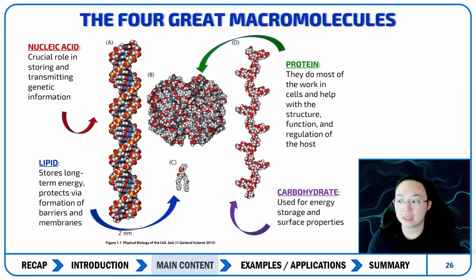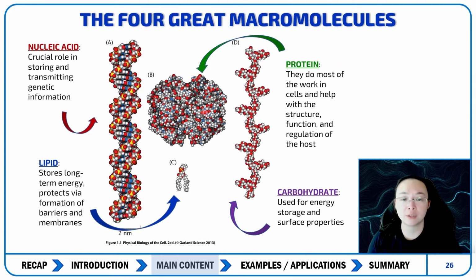So here is a picture of the 4 great macromolecules and a label for each of them. So over here, we have nucleic acid, basically DNA or RNA. It plays a critical role in storing and transmitting genetic information. This slide explains the functionality of each of these macromolecules. It's very important to remember this. Over here, you have a tiny little lipid or phospholipid. It stores long-term energy, protects us through the formation of barriers and membranes.